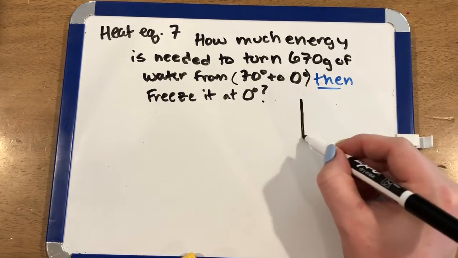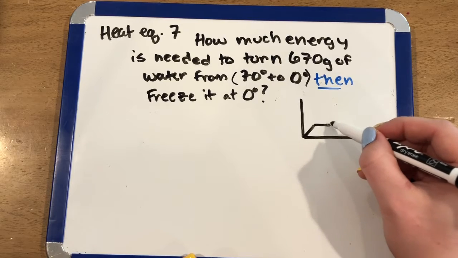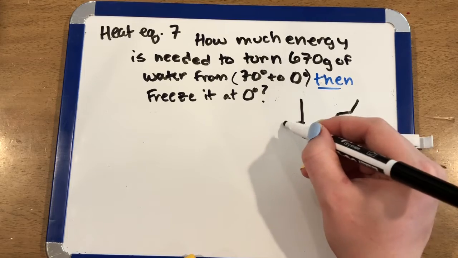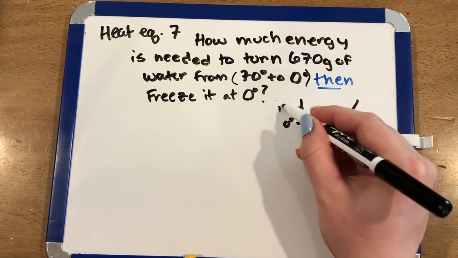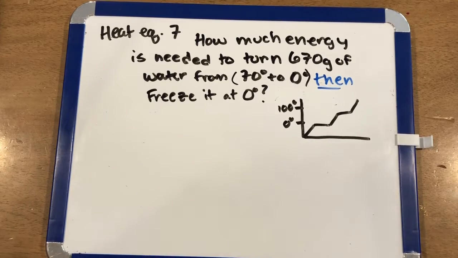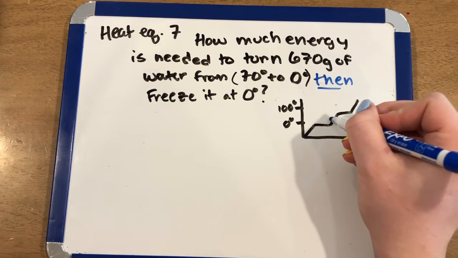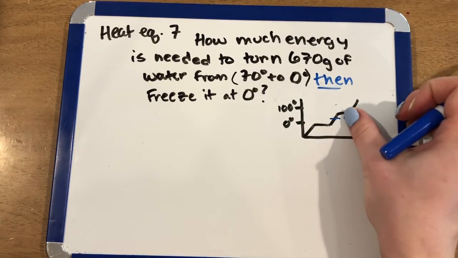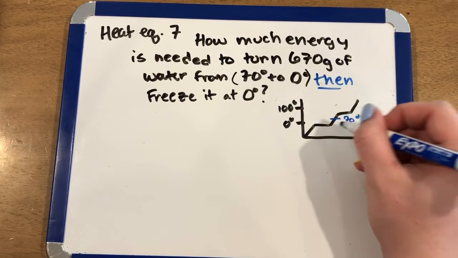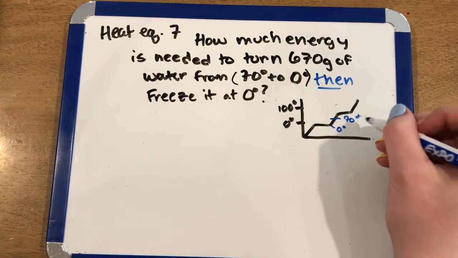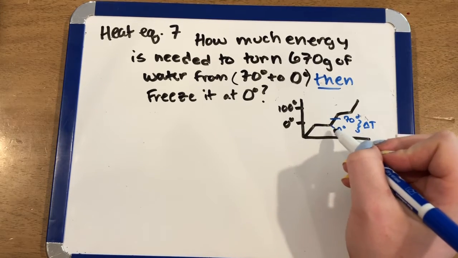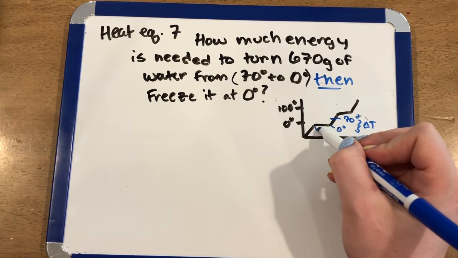So I like to draw out my heating graph for water. We know it freezes here at 0 degrees and boils at 100. Now I am starting off at 70 degrees, so it's between these 2 points. And I'm going to go from 70 to 0 degrees. So that's a first step. That's our change in temperature. And then we're going to freeze it at 0 degrees. That's just telling us it's at water. So we're going to freeze it here.